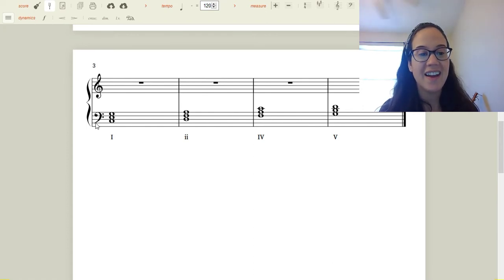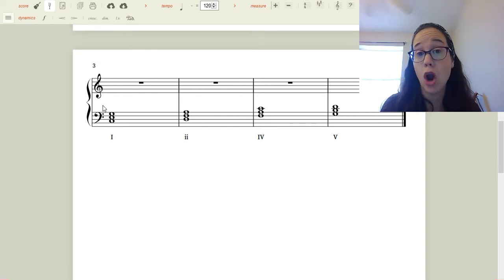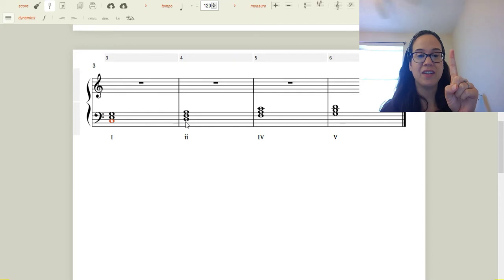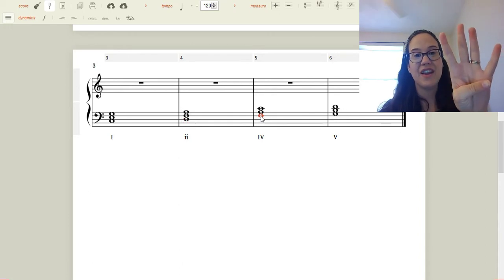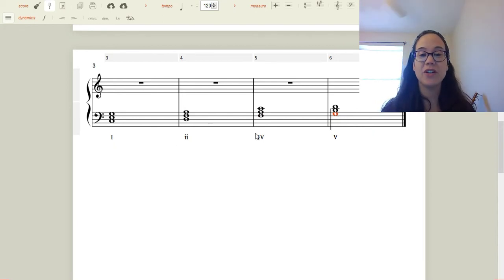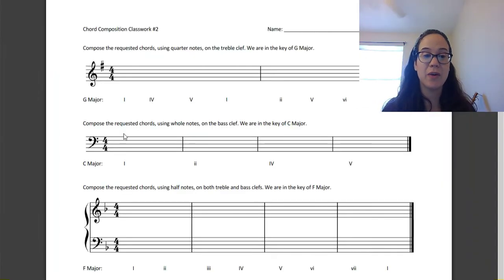You don't need that. On your paper, you'll want your 5 lines bass clef, key signature for C major, no sharps, no flats. So it's looking like our key signature is kind of gone. And we are going to start on C for the 1 chord, start on D for the 2 chord, start on F for the 4 chord, and start on G for the 5 chord. The reason that we're doing these chords is because they were the ones asked for on your worksheet.